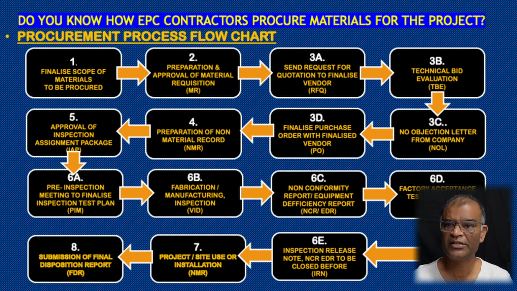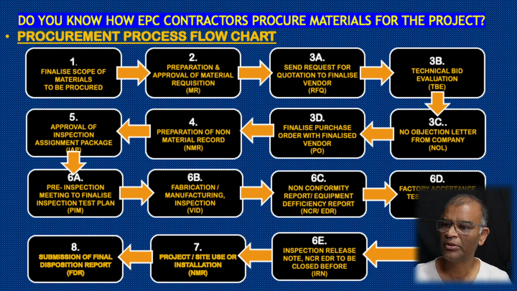First, we need to finalize the scope of the material to be procured, then MR to be prepared. When MR is approved, then we need to send the request for quotation or RFQ. After RFQ, a lot of suppliers will be sending their quotation or bid. Then that bid evaluation will be there. There will be two parts. One will be technical part, one will be the commercial part.